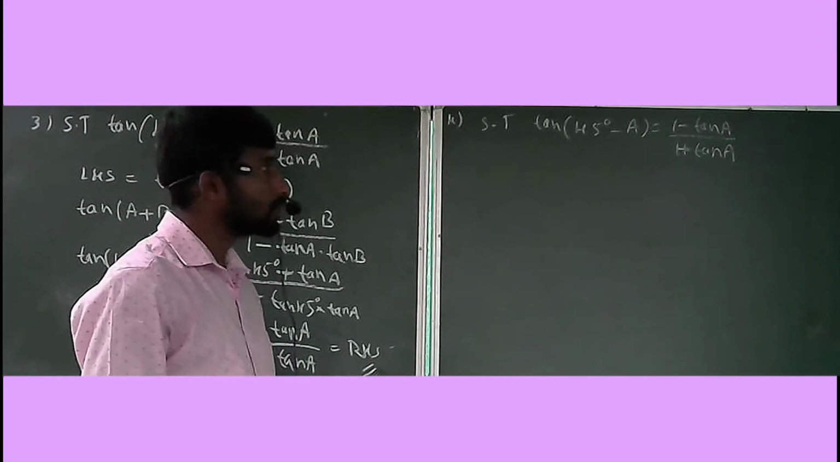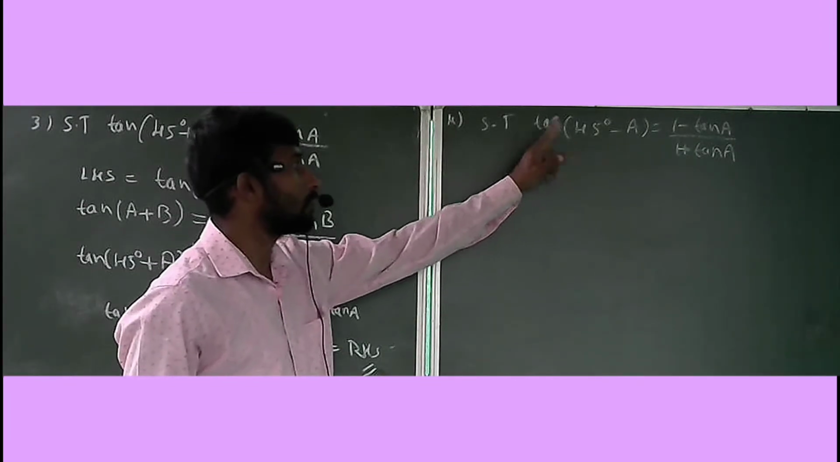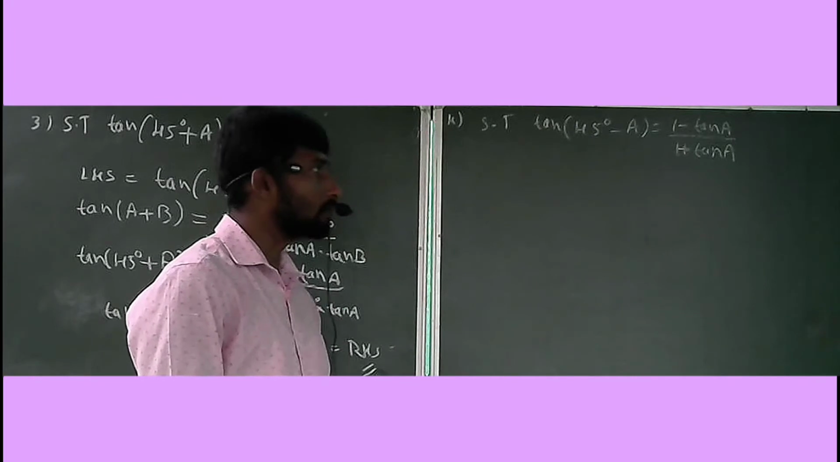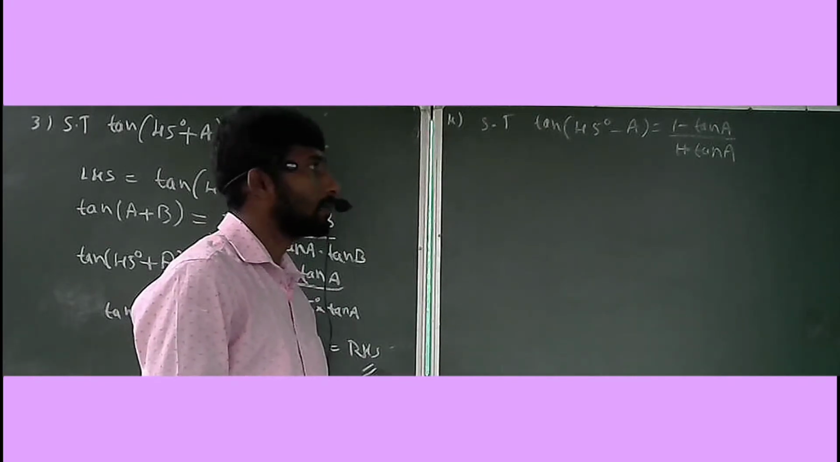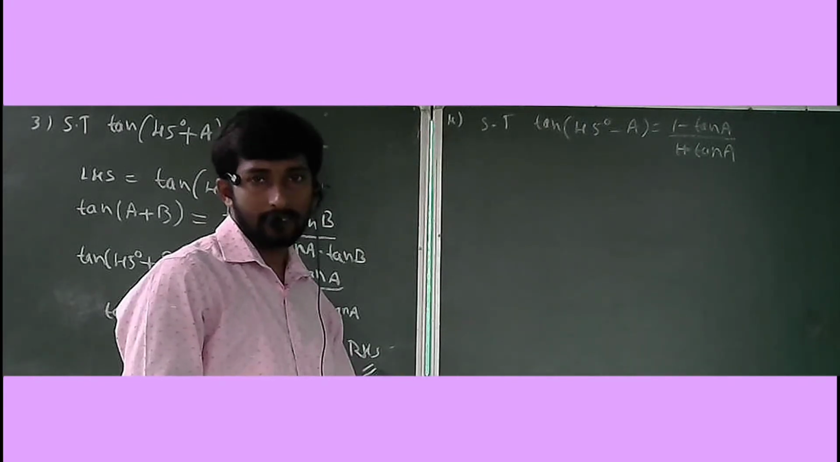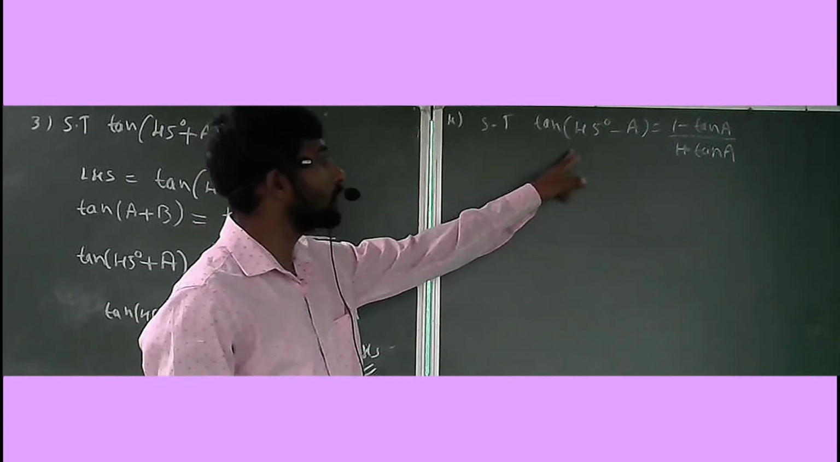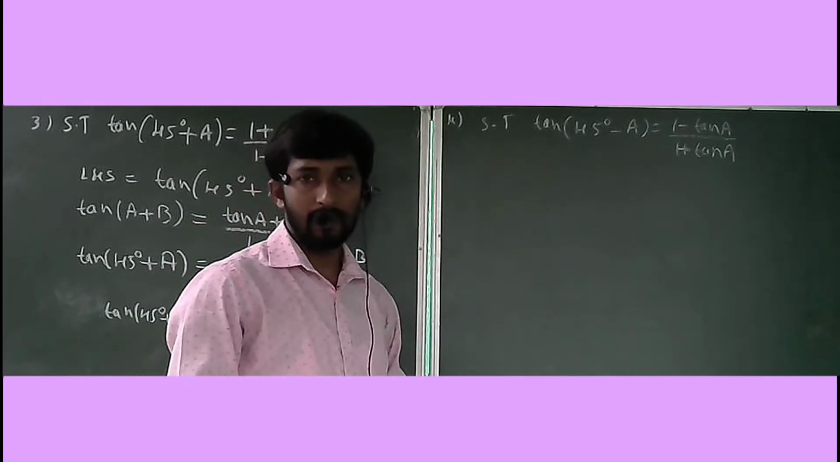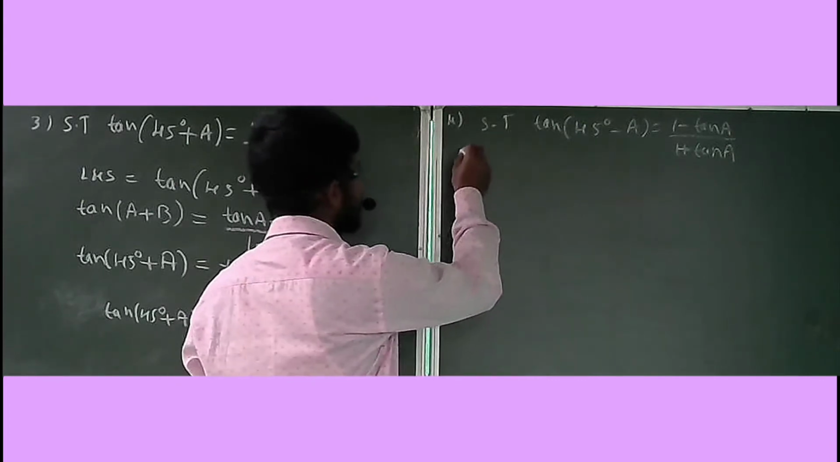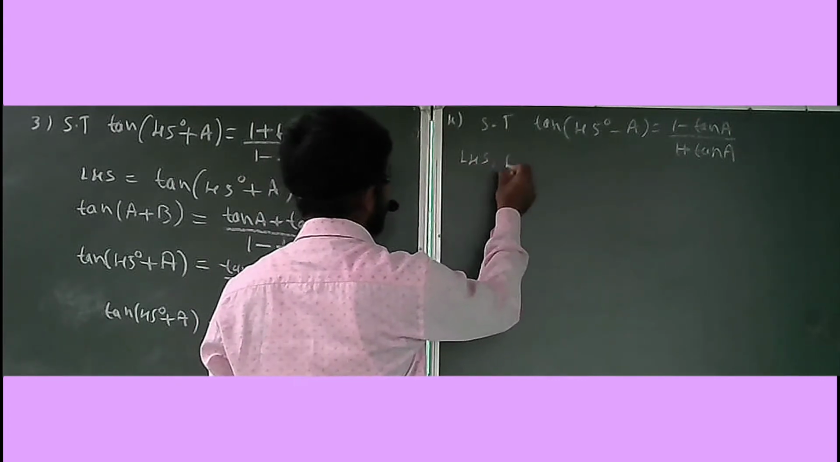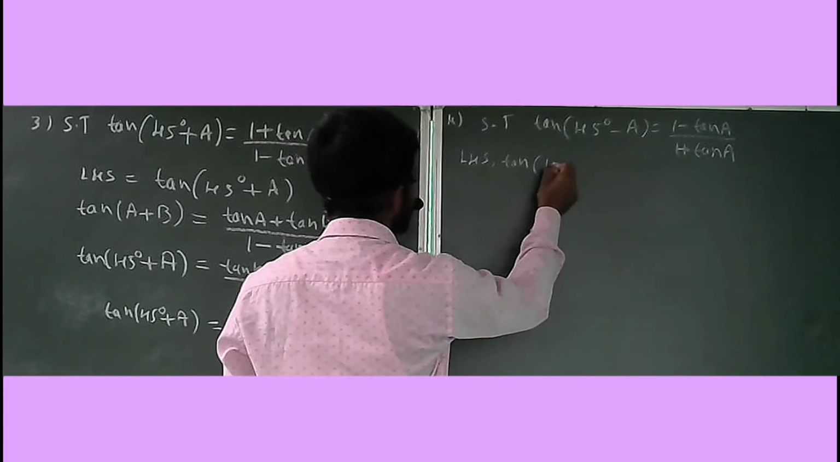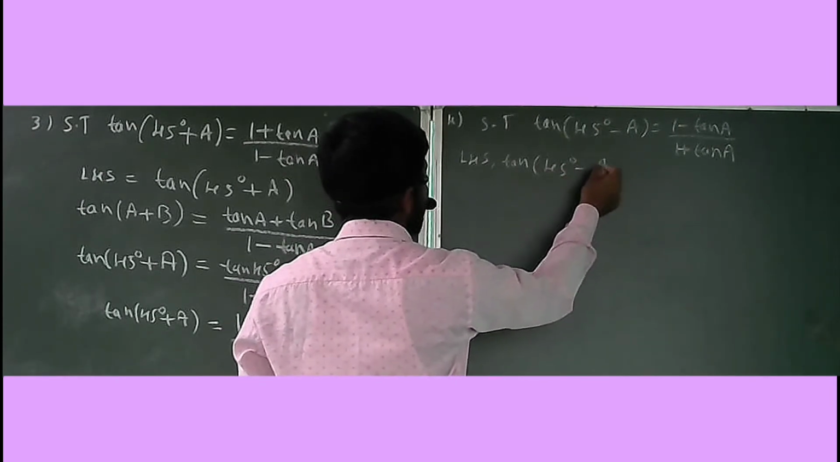See the next question. Show that tan of 45 degree minus A is equal to 1 minus tan A divided by 1 plus tan A. Okay. Now you know how to solve this one, right? Here you need to apply tan of A minus B formula. Okay. Consider the LHS, tan of 45 degree minus A.